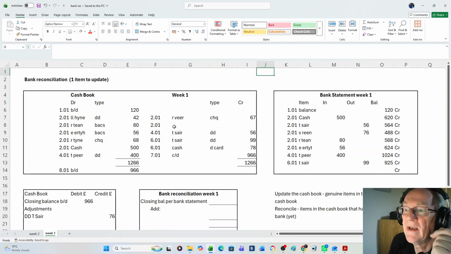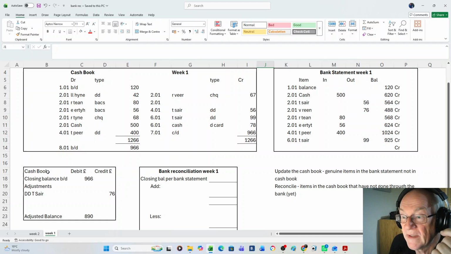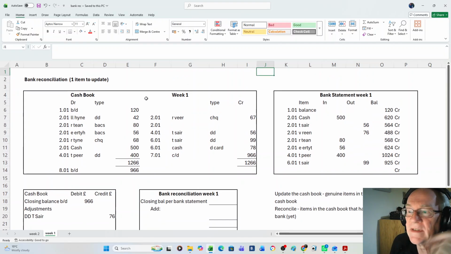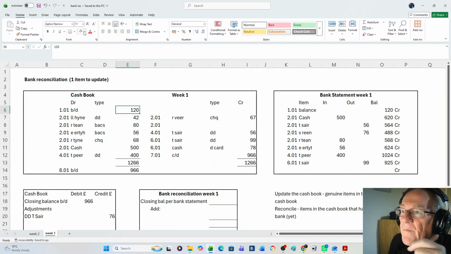So I've deliberately left one item to update, that will go in a journal, and you can see the journal here. So our balance at the moment is 966, really should be 890. We'll prove it though, we'll see it in a minute. Alright, let's match that one first.